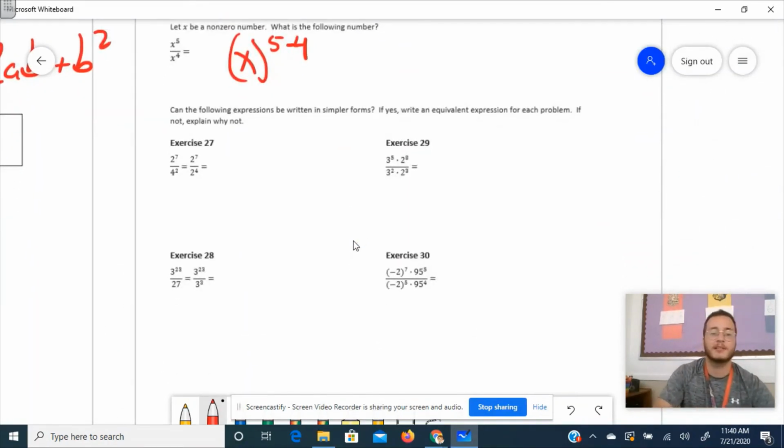Can the following expressions be written in simpler form? So you guys pause the video and work these, and I'll get back to it. So 2 to the seventh power divided by 4 to the second. At first you would say no, but they saw that you can rewrite this. 4 to the second power is 16, and so is 2 to the fourth power. So they simplified it to similar bases.